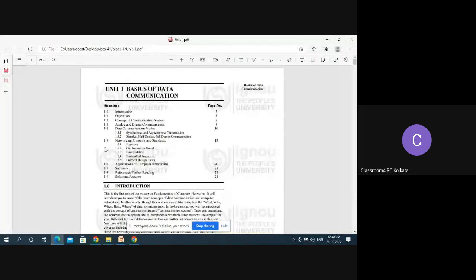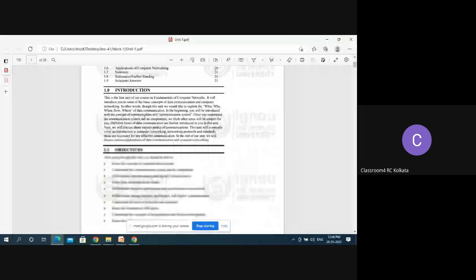Now just let me share my screen and try to show you your study material. Just wait. Stop sharing your entire screen. Screen is visible now. Your study material. Yes, sir, visible. Block 1, Unit 1, Basics of Data Communication.